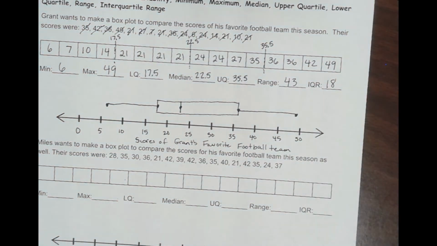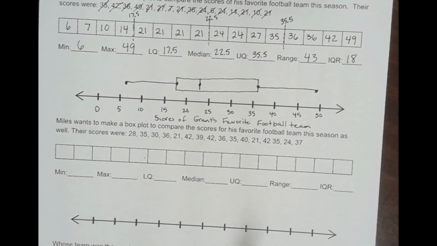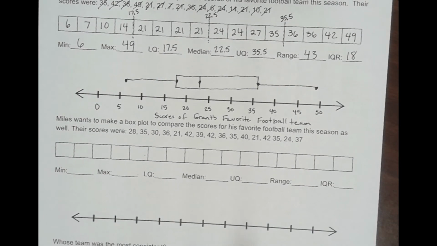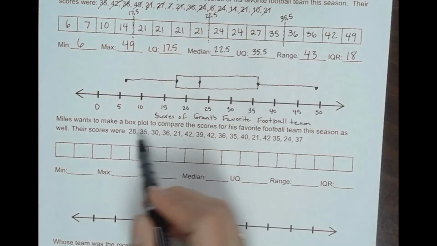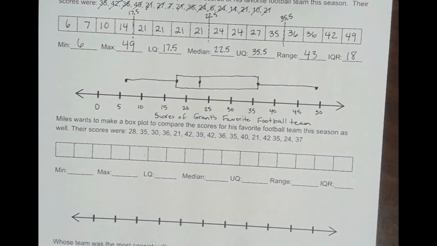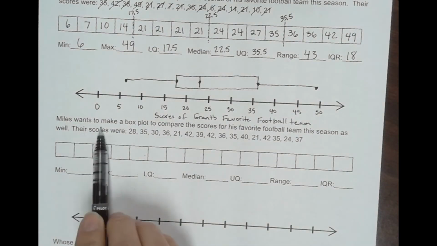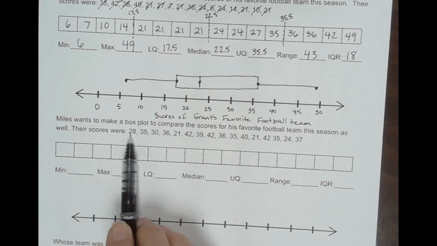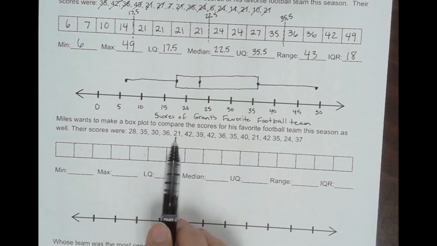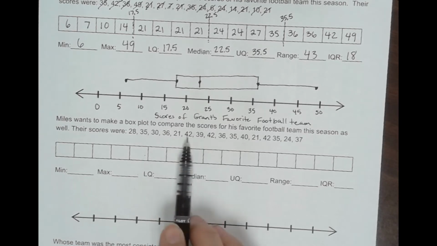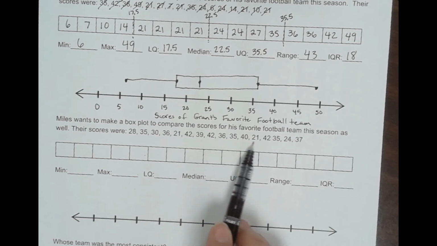All right, let's see what Miles finds. So Miles makes a box plot to compare the scores of his favorite football team this season. Let's go ahead and organize those, and then we'll talk about how we can compare these box plots. So we got these scores. What is the lowest score we see here? Wow. I dare say that his team is probably a bit better than Grant's this season. I see 21 as the lowest.